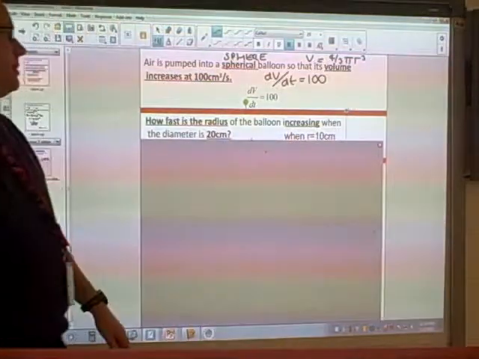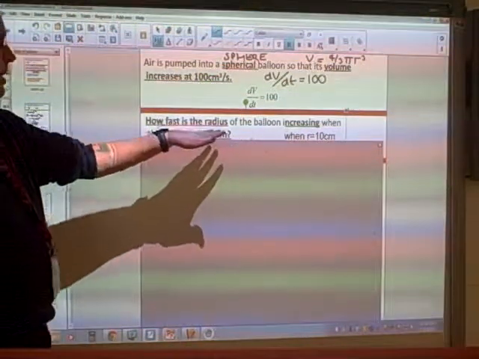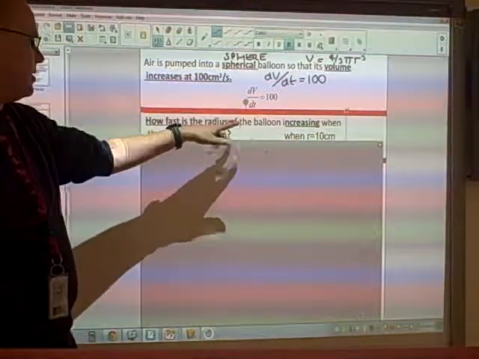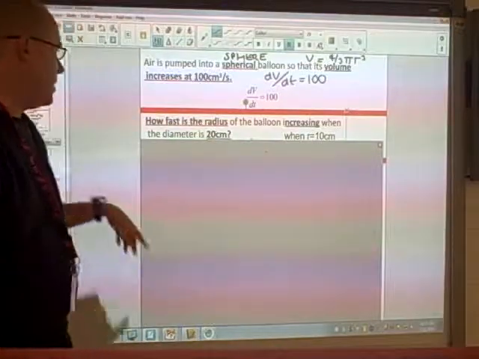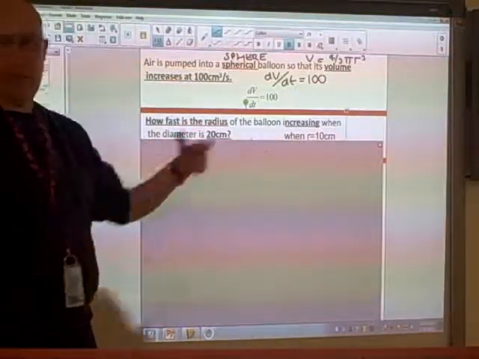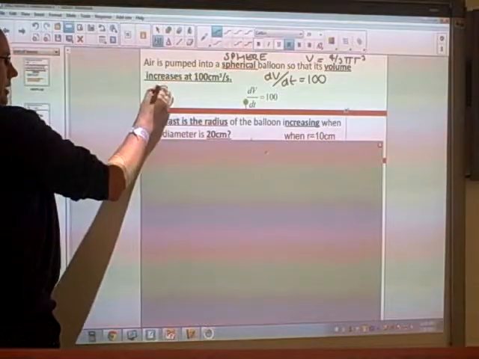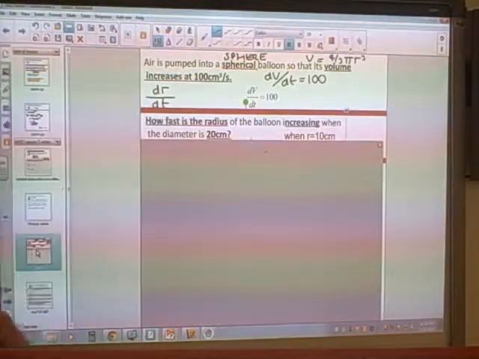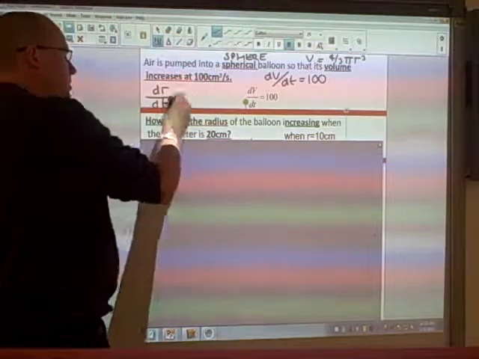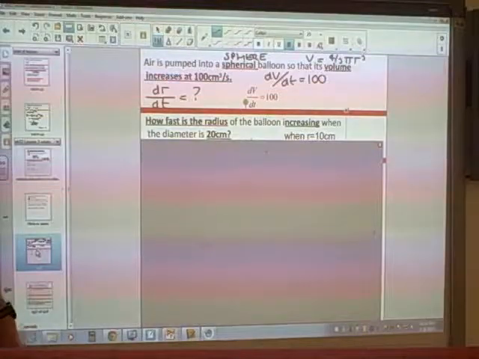How fast is the radius of the balloon increasing when the diameter is 20? Well, it's a little sneaky to put this in here. As we're talking about the radius, to give this in terms of the diameter is not very nice. So the radius is 10 centimeters. How fast is the radius increasing? That suggests that there's something to do with time. So this is actually how quick is the radius increasing with respect to the time. So the question is, what is dr by dt? That's what we've got to try and find.